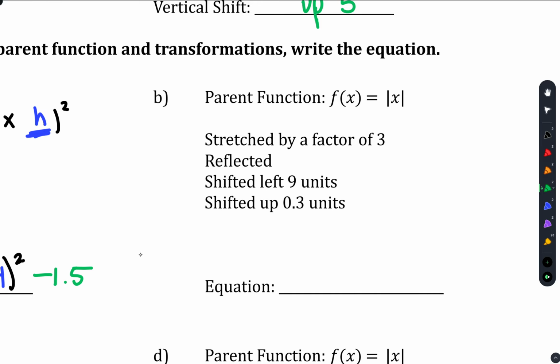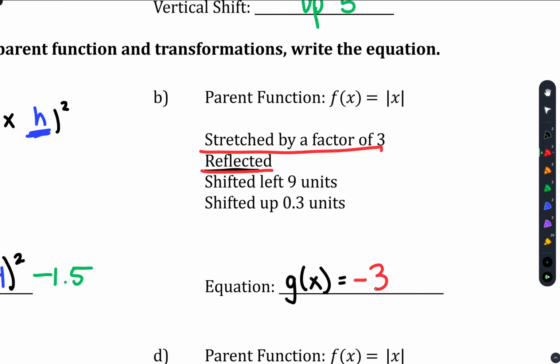Okay, take a look at B. My parent function is the absolute value of x. I've got a bunch of information here. You can call this whatever you want to. I'm going to call it g of x again. Where am I going to start? What's my a value going to be? I need an a value first. Why negative? It has to be reflected, so it's negative. And then it's stretched by a factor of 3, so you put a 3 there.